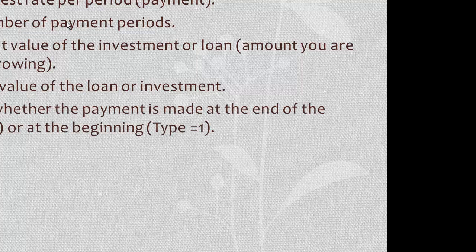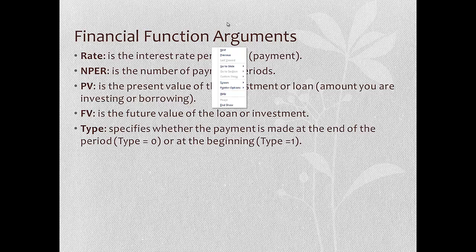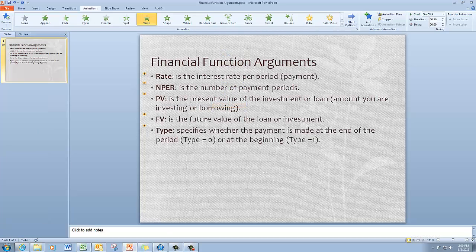Type is an optional argument, and it has to do with whether or not the payment is made at the end of the period, in which case the type would be 0, or at the beginning of the period, in which case the type would be 1. And this has an impact on how much interest you pay. So let's go to the spreadsheet.